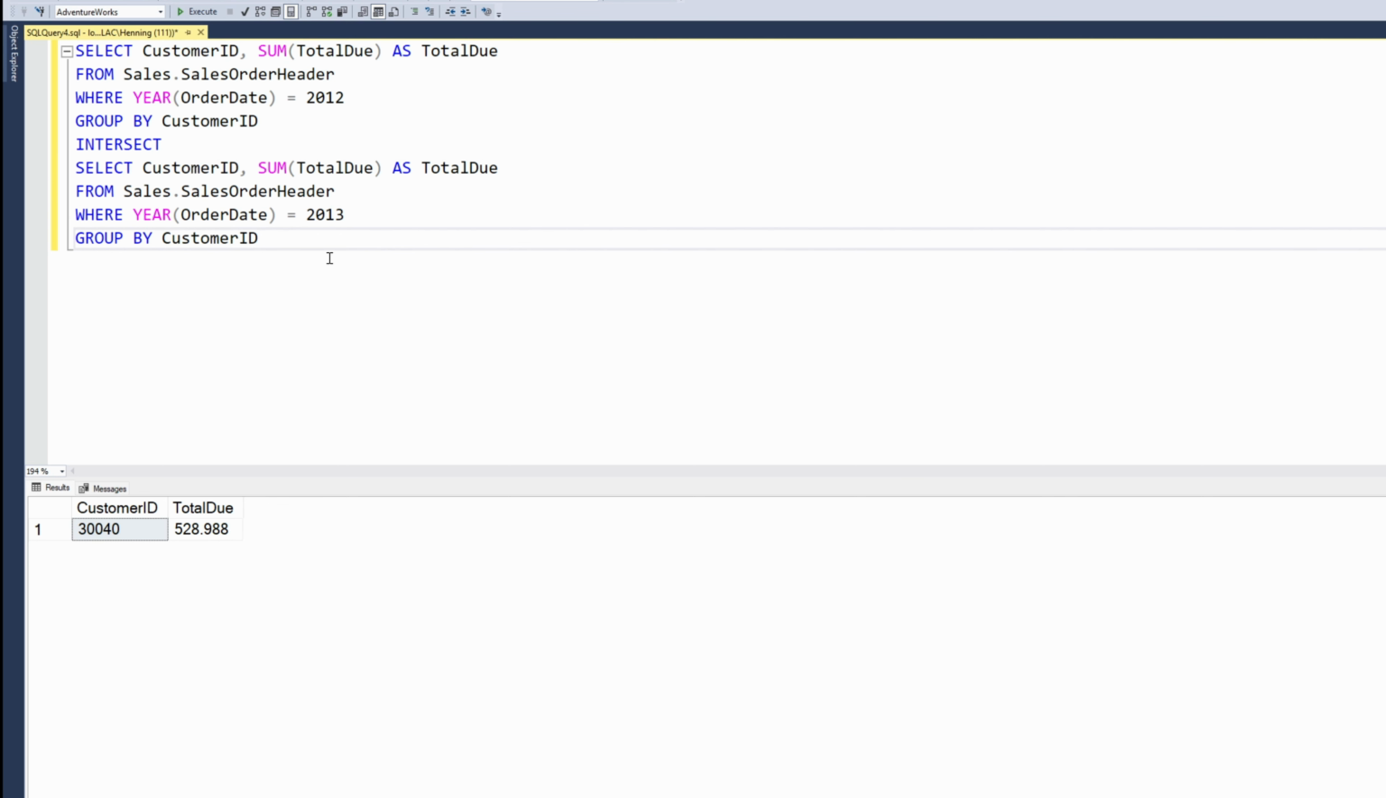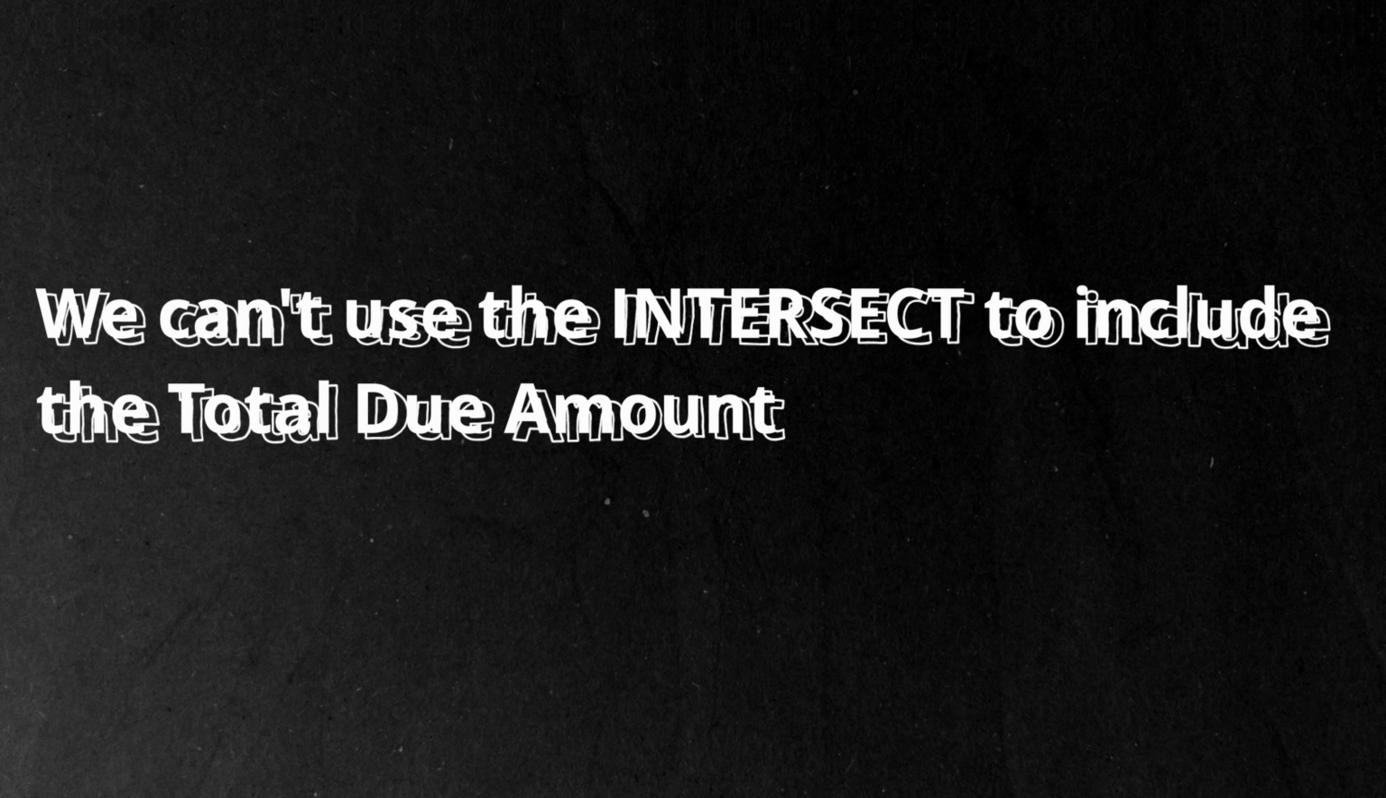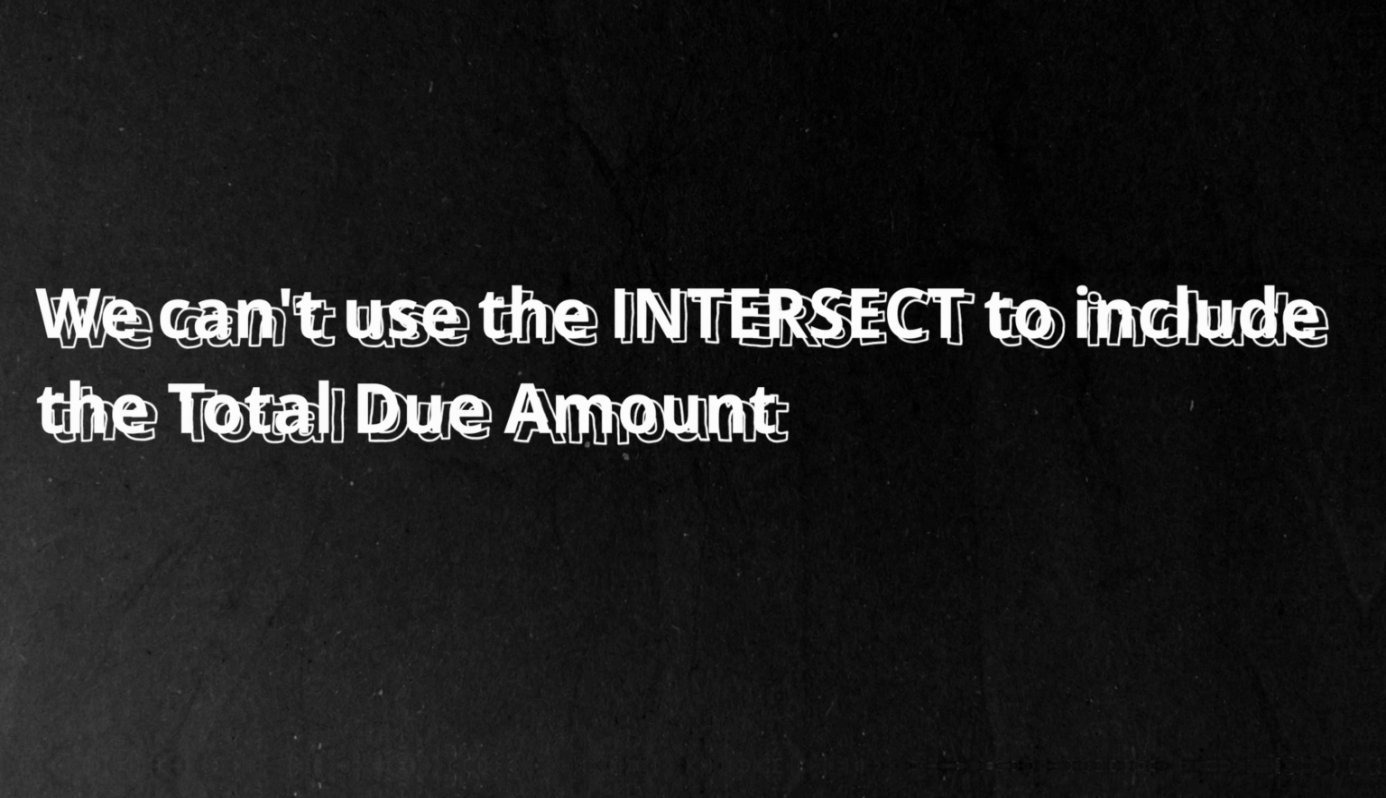Now we suddenly only have one row left. Why is that? Intersect only returns the rows which are identical, and by chance this customer ordered for the same total due in both years. That's why he's still here in the result set. All the other rows had different total dues, so they are removed. And that's why we can't use the intersect to answer this question. We have to switch to a join.